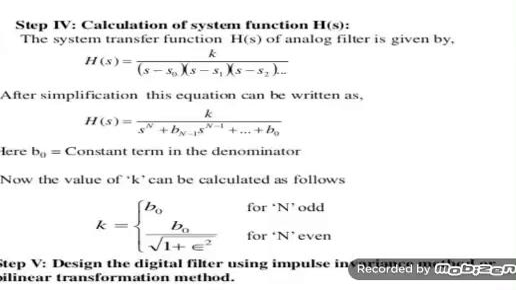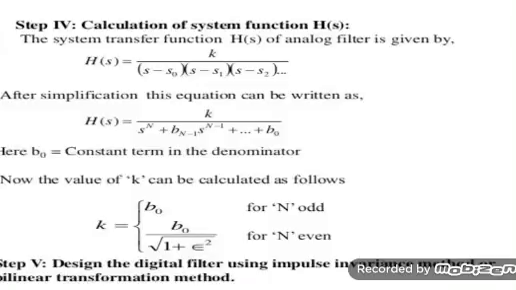We can determine the transfer function from the poles as H(s) equals K divided by (s minus s0)(s minus s1)(s minus s2). And we can determine the K value depending on b0, which depends on whether n is odd or even, using the formulas b0 for n odd and b0 divided by root of 1 plus epsilon squared for n even.